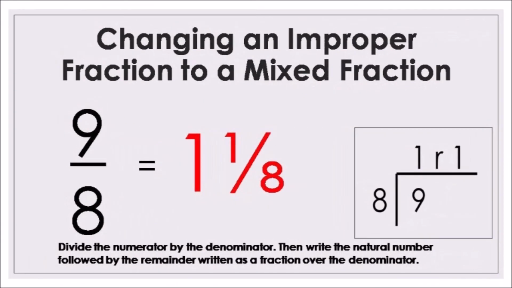Here's the answer. Yes, do the division. 8 into 9 goes 1 and the remainder is 1. So you write it. The 1 is a natural number and the remainder is 1. So you put the denominator at the bottom, which is 8. So it's 1 1/8 as the mixed number. 9/8 is 1 1/8. Got it? Okay, let's move on.